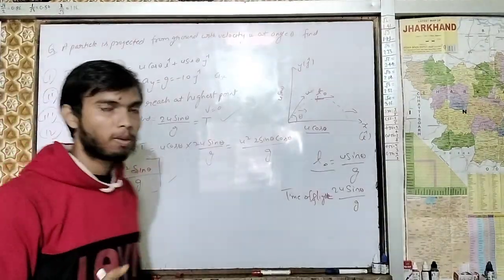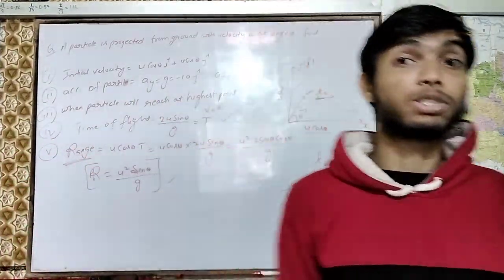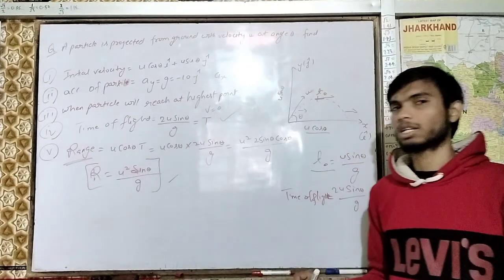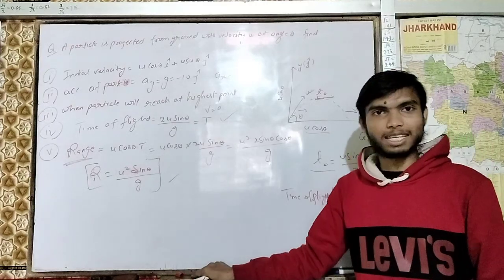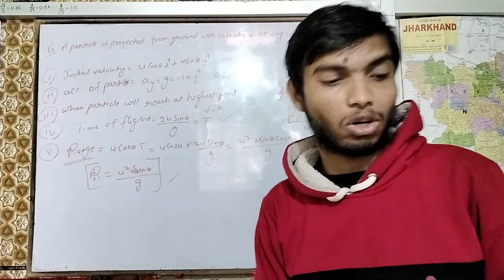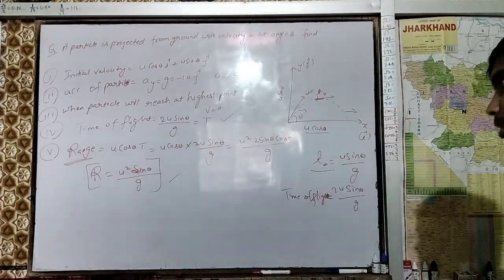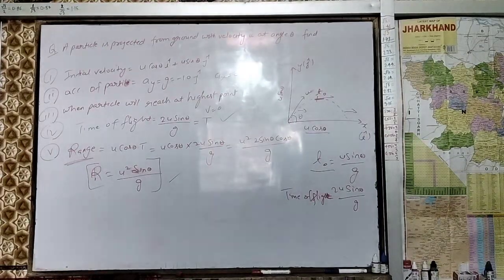So R is equal to u square sin 2 theta upon z, where u is the initial velocity and theta is the angle. Z is going to be minus 10.